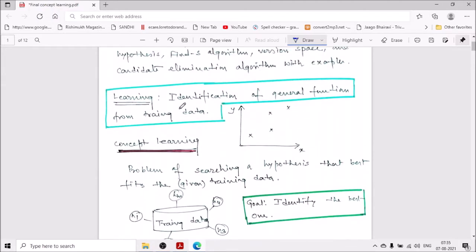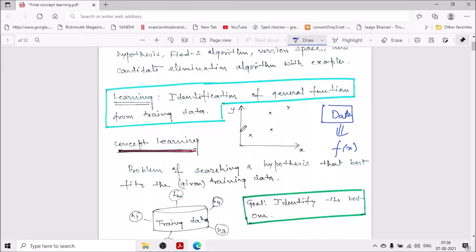So first of all, what is learning? Learning is the identification of a general function from training data. Suppose we have a set of data, and in the learning process we want to identify the general function f(x). Using this general function, we can capture the characteristics of the data.